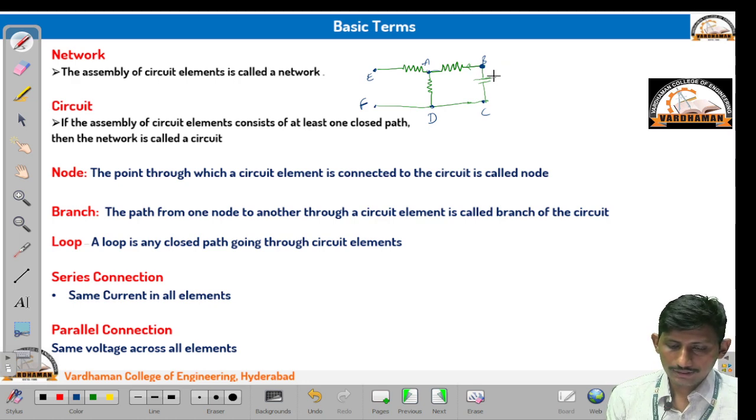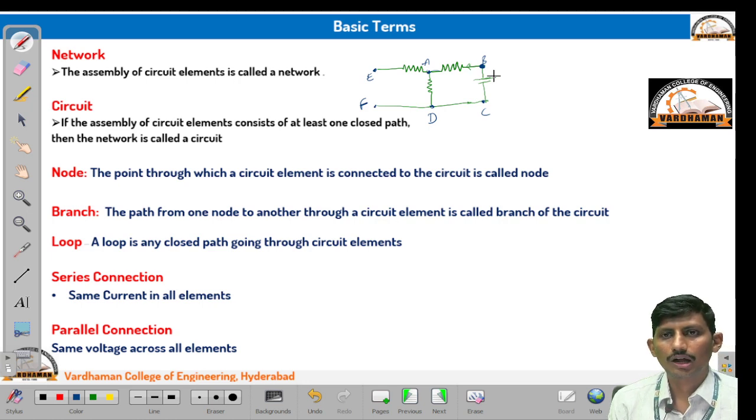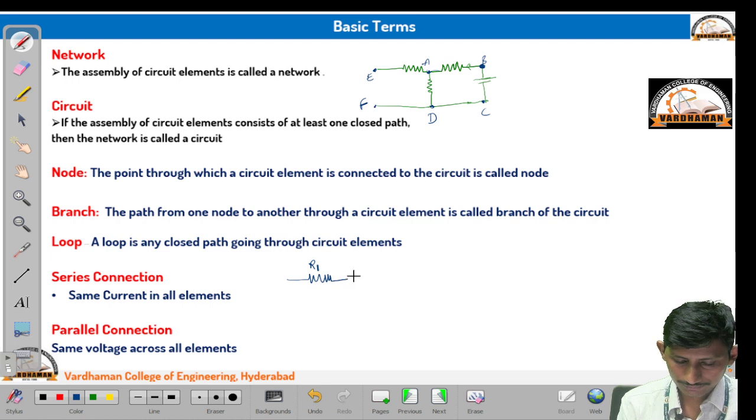Now, in any network, the elements can be connected in two ways. One is series connection, and the other is parallel connection. For any two or more elements to be connected in series, there should be constant current flowing through all those elements. For example, this is, let us say, R1, and I am connecting another resistor R2. Okay. So, another resistor R3.